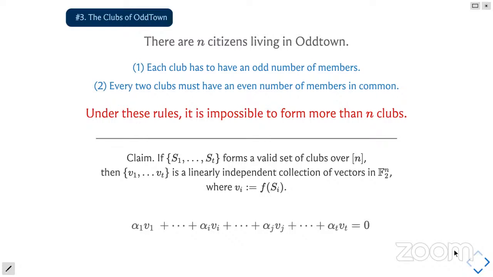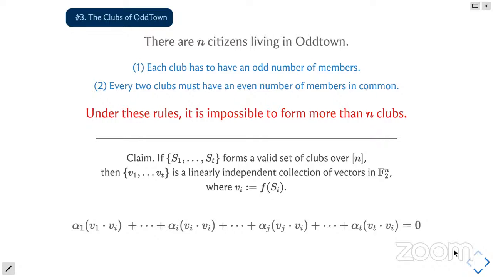V2 is the map applied to S2, and so on, right? So these are the vectors whose linear independence I want to establish. I just need to demonstrate here that all the alpha i's are 0. And I'm going to do that by multiplying throughout with Vi, to show that alpha is 0.